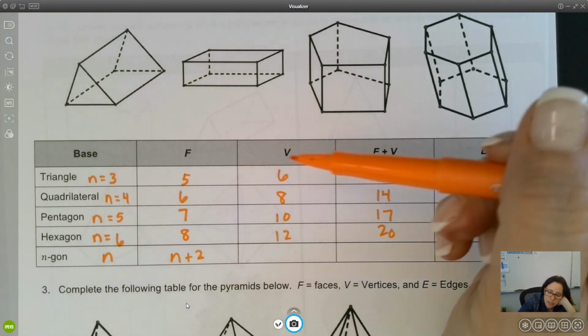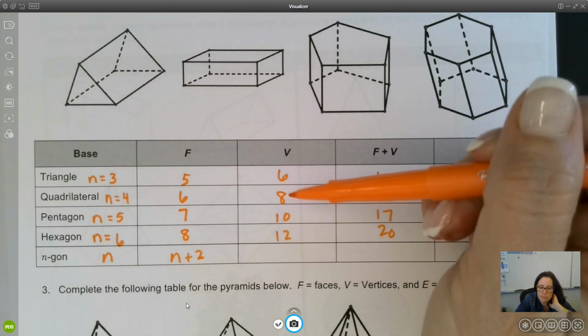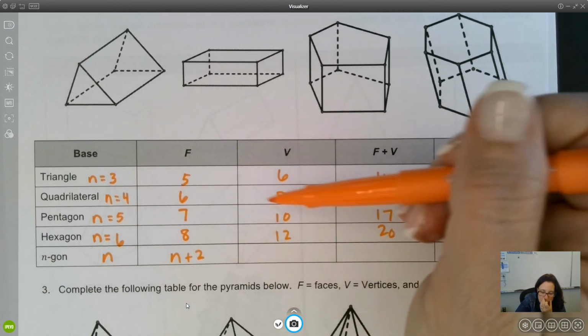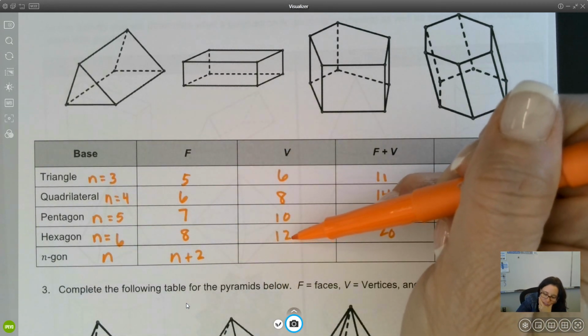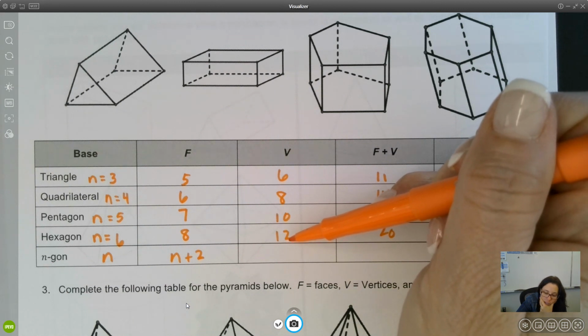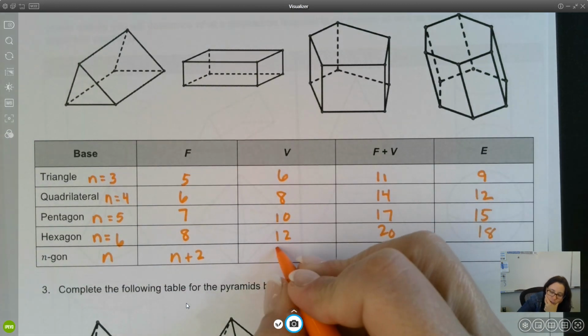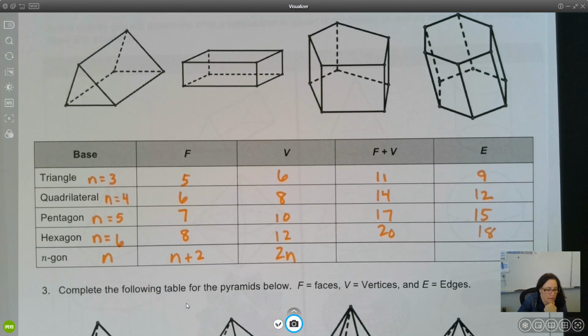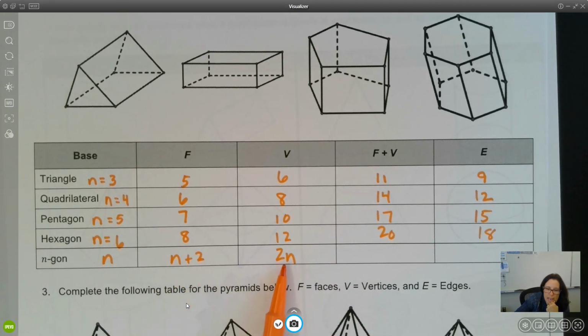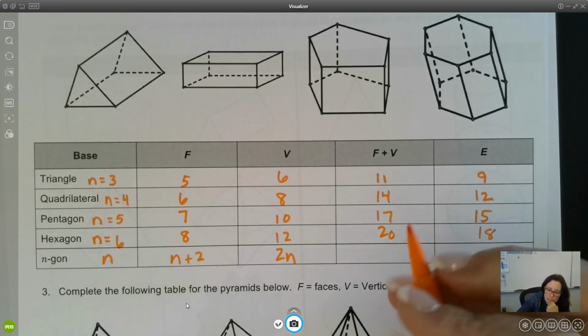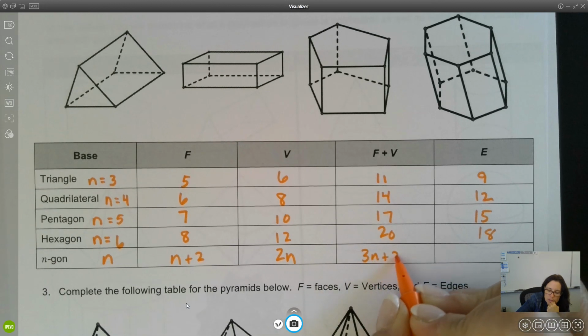Okay, if n is 3, the vertices is 6. If n is 4, the vertices is 8. If n is 5, the vertices is 10. If n is 6, the vertices are 12. Okay, what's going on with every one of those? They're doubling, so we better double n, 2n. Now if we added these together to get this, and added these together to get this, what happens if we add these two together? Do you see 3n plus 2?